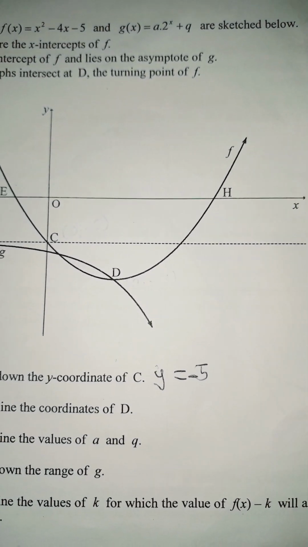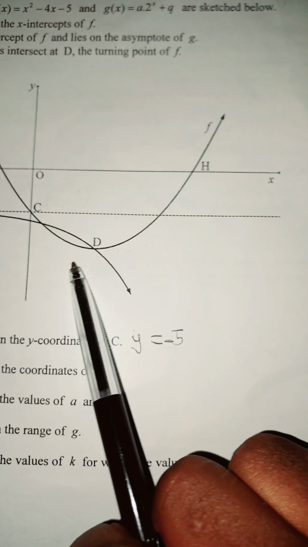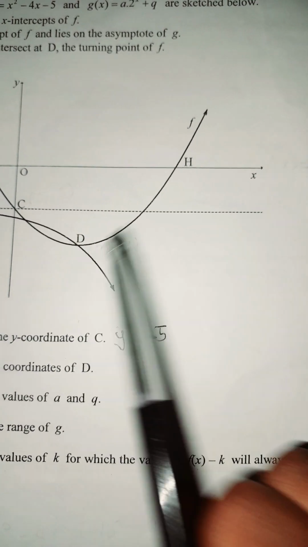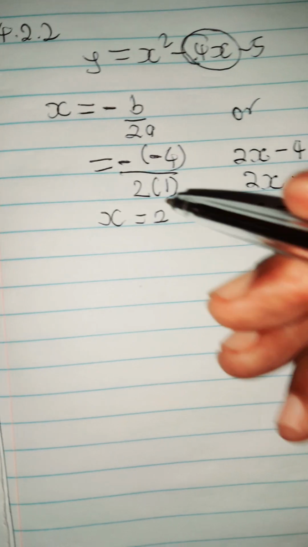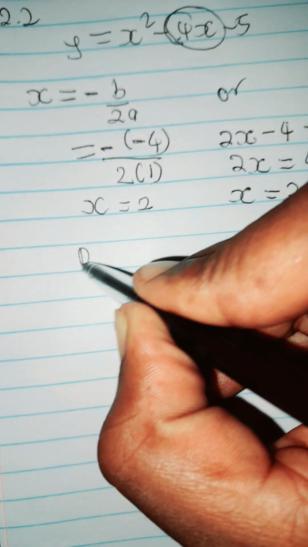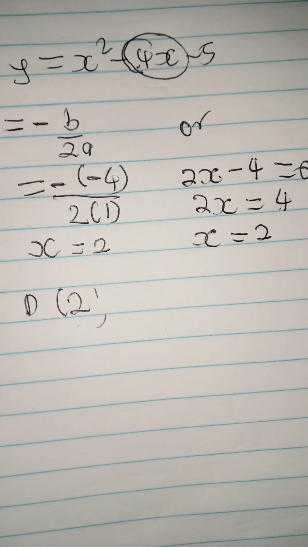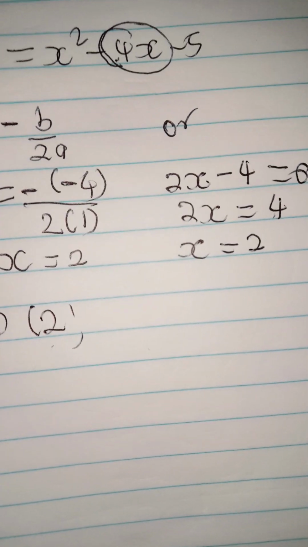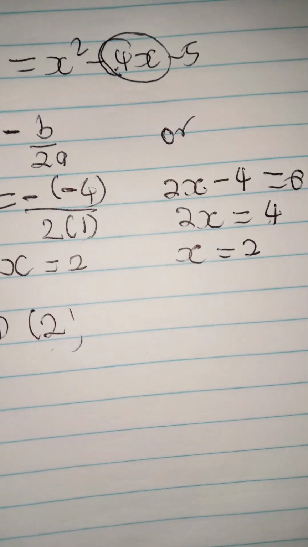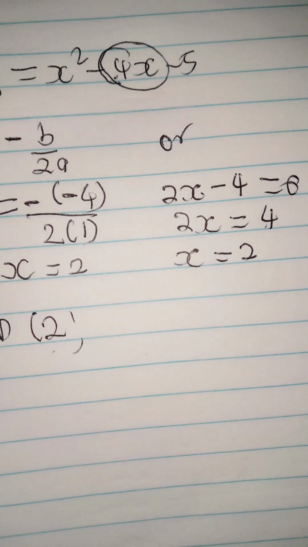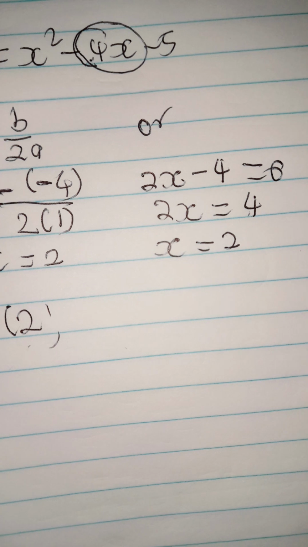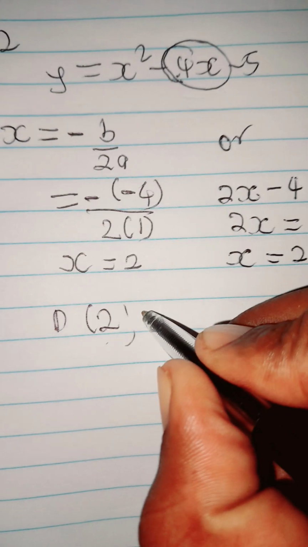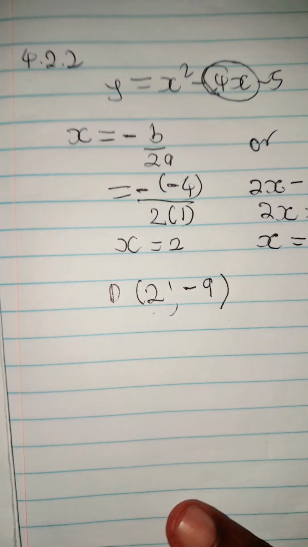Then another way could be you can add the x value of E and the x value of H, and divide them by 2, so that we get the x coordinate of D, which is the x turning point, right? We already have the x coordinate. Now I want you to substitute where there is x, put 2. We are going to say 2 squared minus 4, substitute 2 there again, so it's going to be negative 9, right? So D is equal to (2, negative 9).